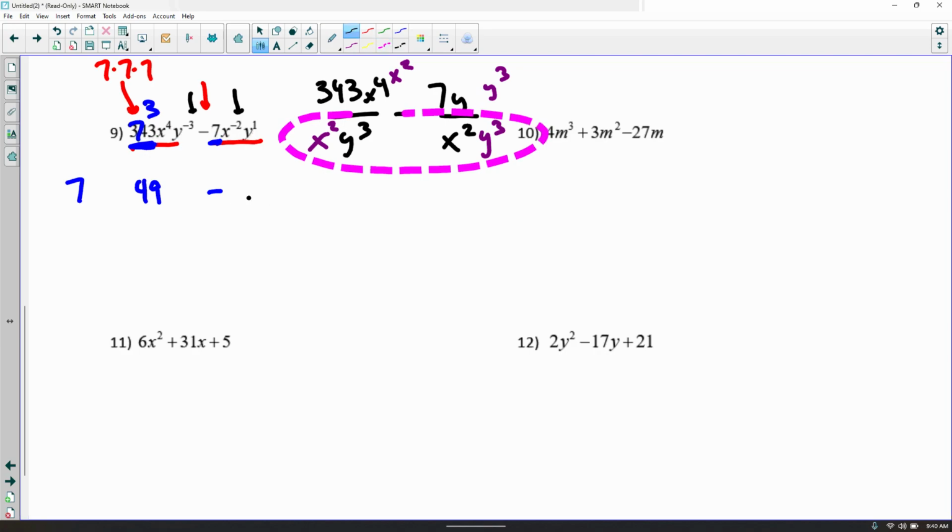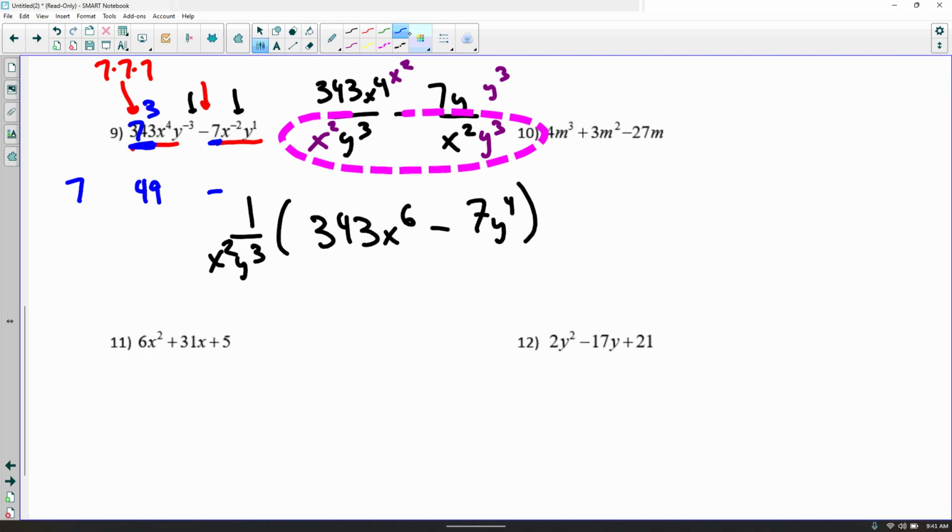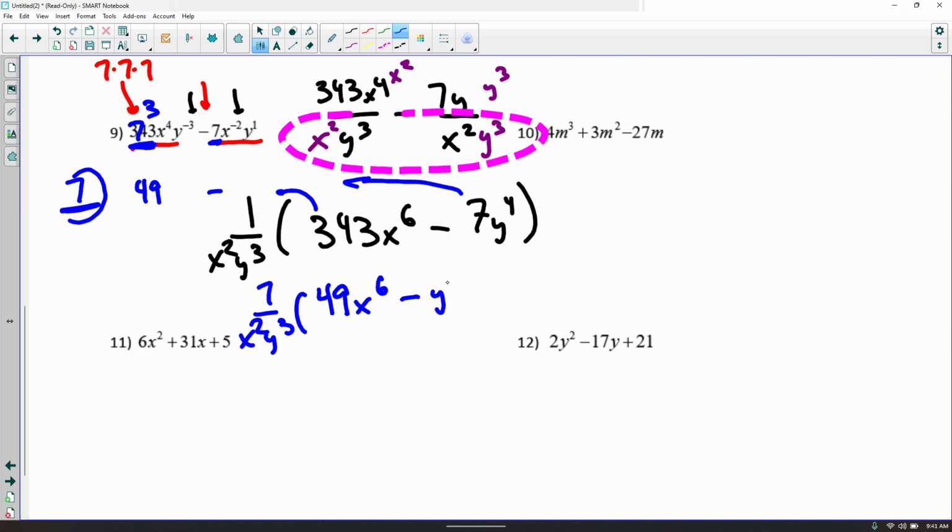So in this case here, I'm going to get 1 over x squared y cubed, leaving me 343 x to the 6th minus 7y to the 4th powers. Now over here in blue, I had already mapped out that I'm actually going to pull the 7 off the top of this. I'm going to pull a 7 out of these. So this will end up being 7 over x squared y cubed, leaving me 49 x to the 6th minus y to the 4th. You see how that happened?